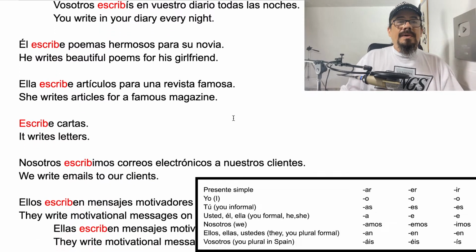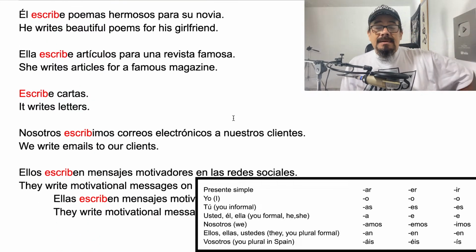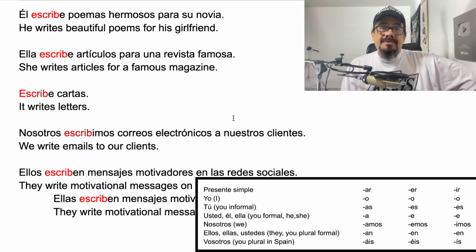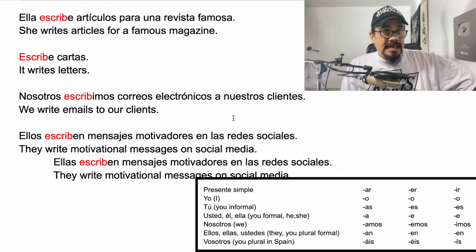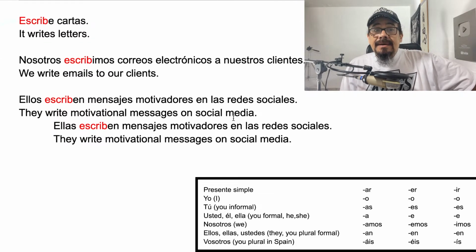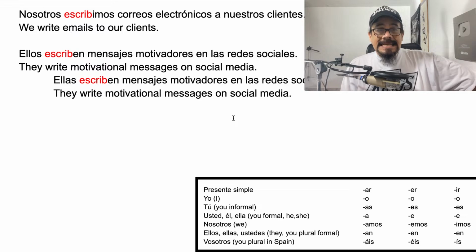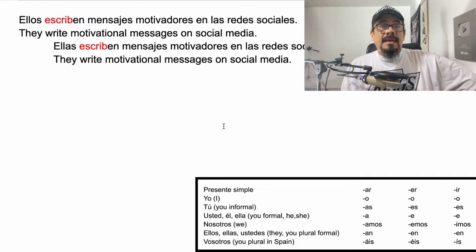Okay, so let's go with, él escribe poemas hermosos para su novia. He writes beautiful poems for his girlfriend. Escribe. Ella escribe, same conjugation, artículos para su revista famosa. She writes articles for a famous magazine. Escribe cartas. It writes letters. Nosotros escribimos correos electrónicos a nuestros clientes. We write emails to our clients.